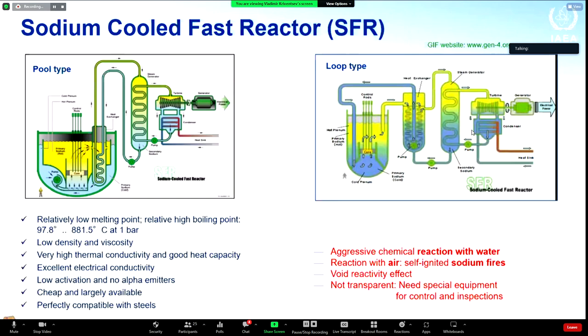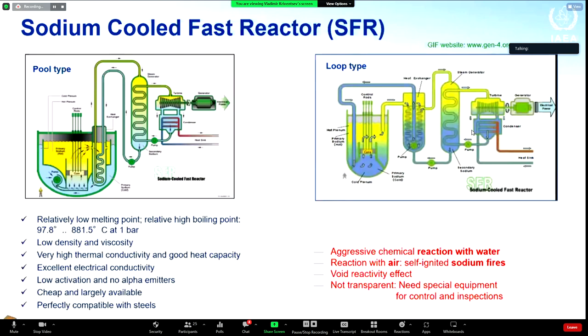So sodium-cooled fast reactors have a long history, about 500 reactor years in operation, and it's a mature technology. We can consider here mostly the pool type reactor, where you have this big pool of sodium with a relatively small core inside. This is a nice design.